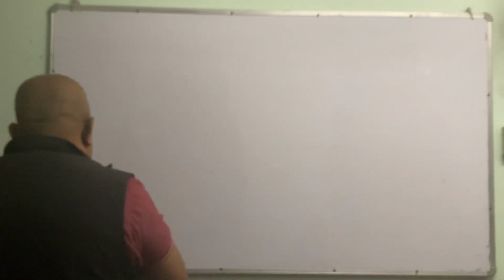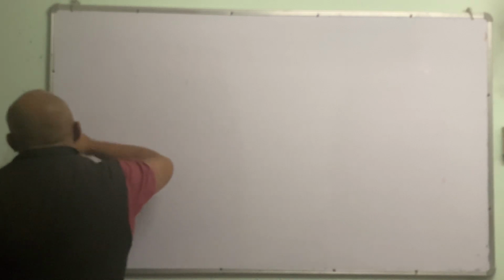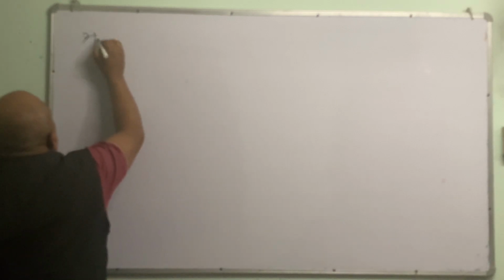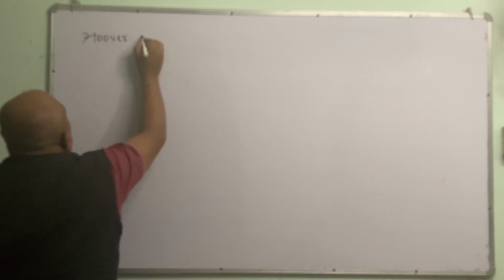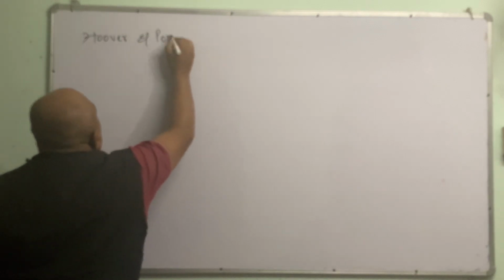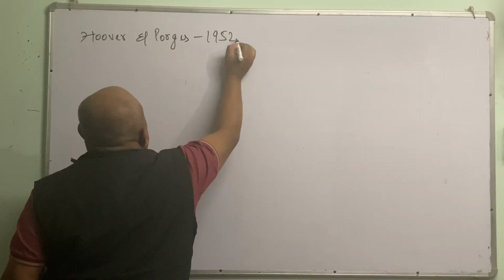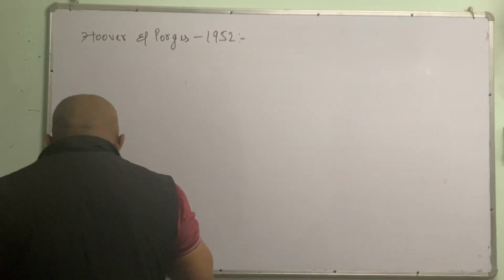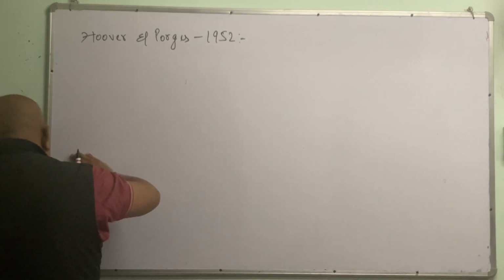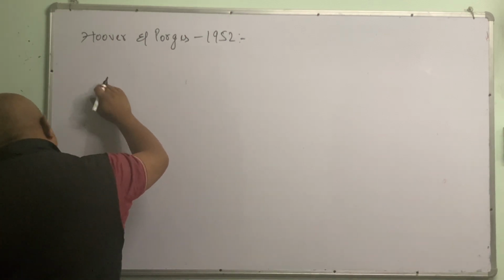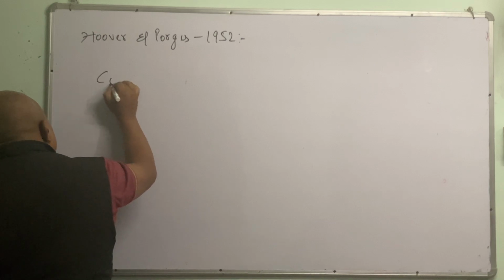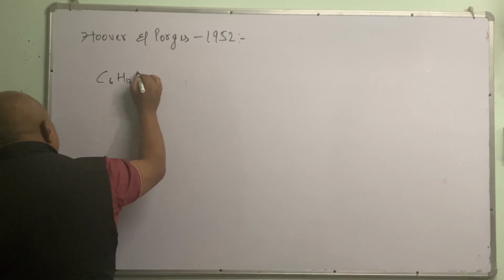Next one is C. There was a guy called Hoover and Porges. These two scientists developed an equation in the year 1952. What they developed is this BOD, we simply make it by a simple equation called glucose.